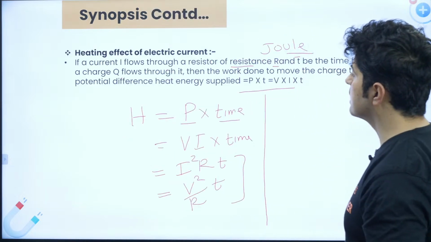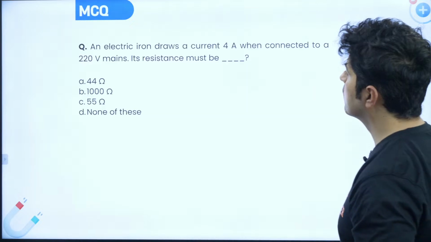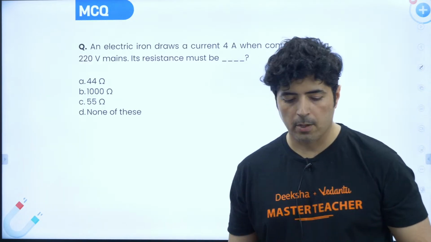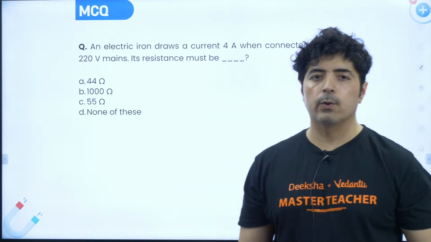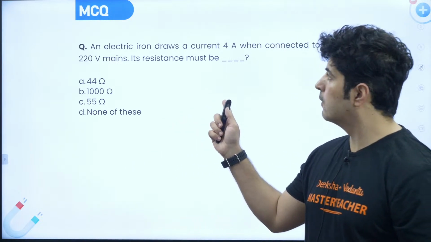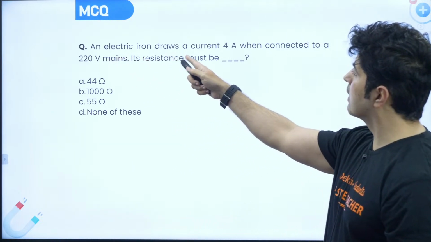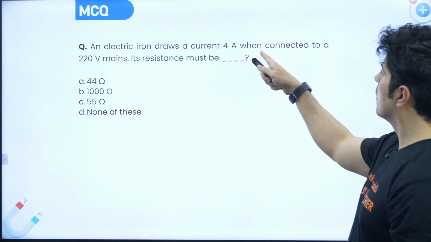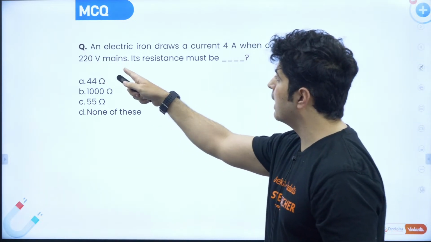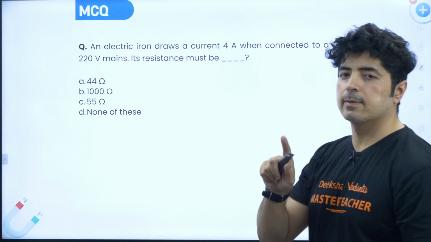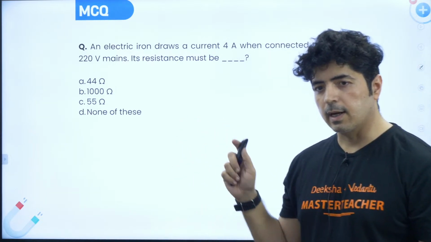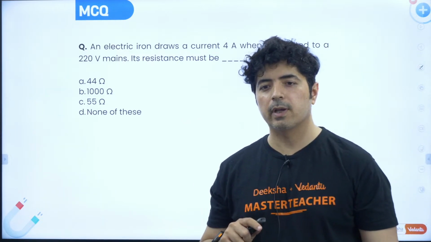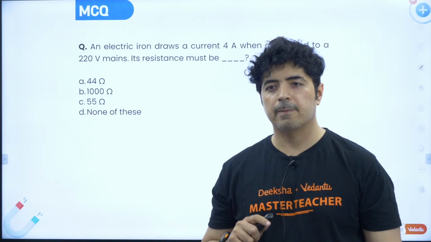All right, let's see how it goes. First, MCQs. On your screen you have a question. This is a past year problem: an electric iron draws a current of 4 ampere when connected to a 220 volt mains. Its resistance must be? Come on, I give you a few seconds to solve this problem. Let's see if you can do it. Go for it.